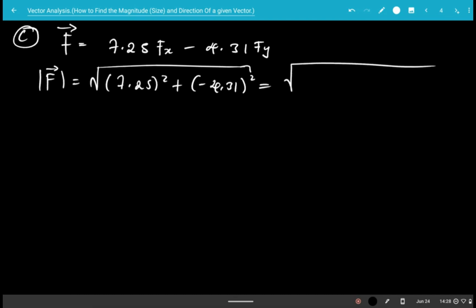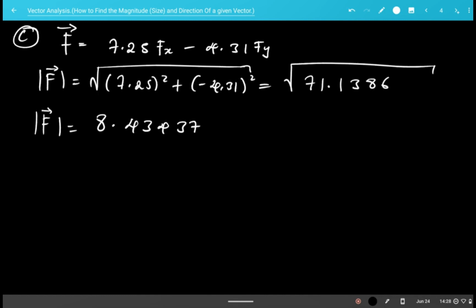Computing this on our calculator, we'll end up having something like 71.1386, like that. So the magnitude of this force vector will be 8.43437016. Round it off to 2 decimal places, you get your magnitude to be 8.43. Since it is a force vector, we get newtons.